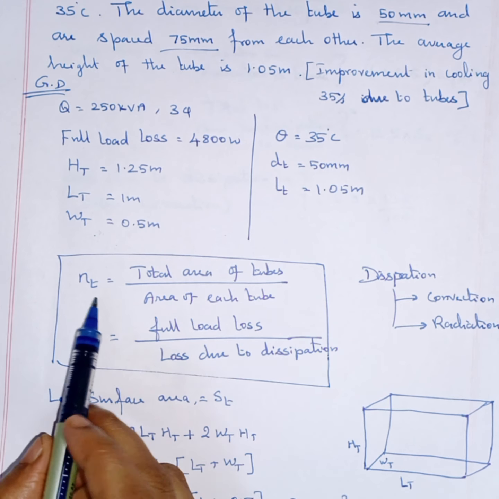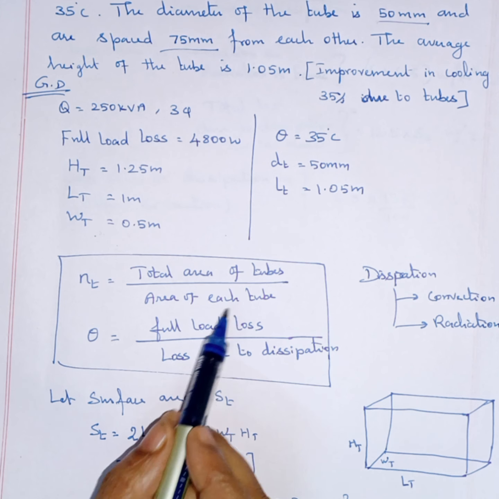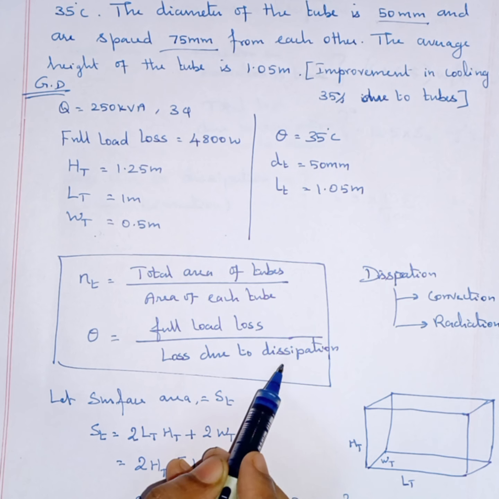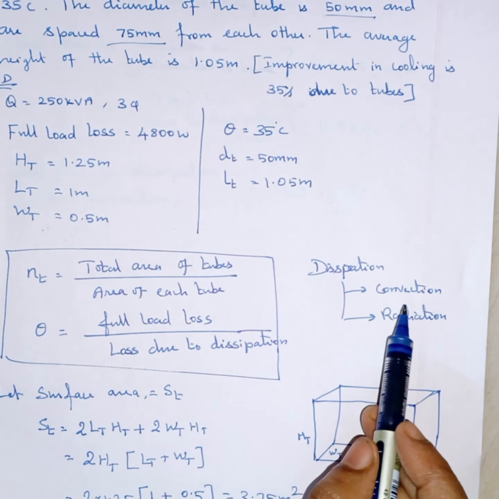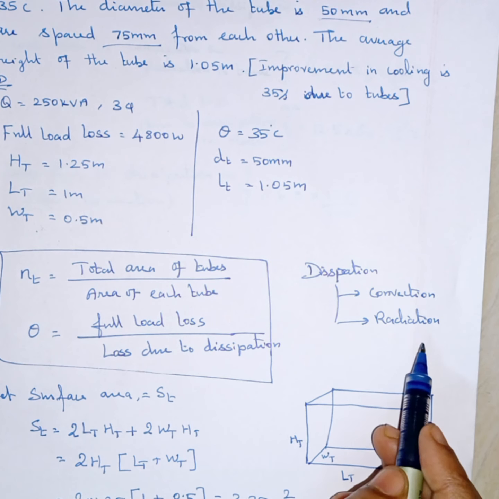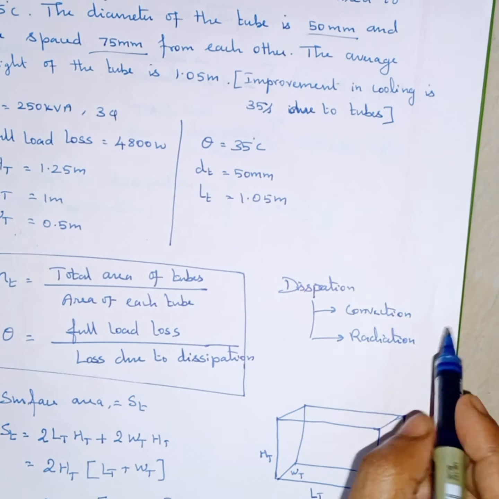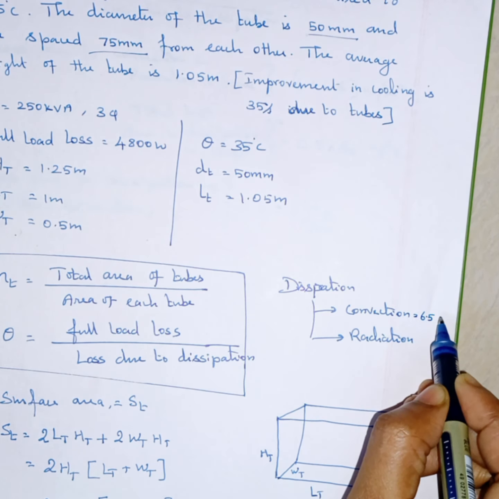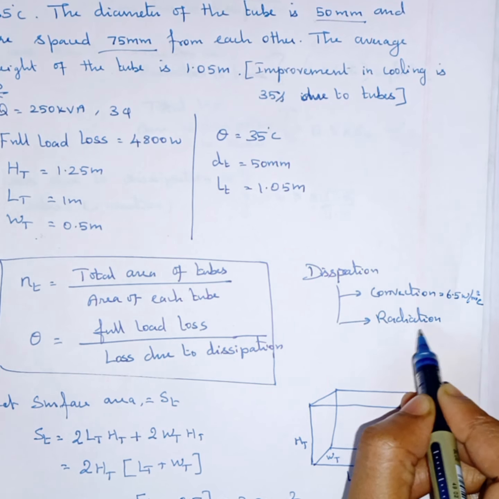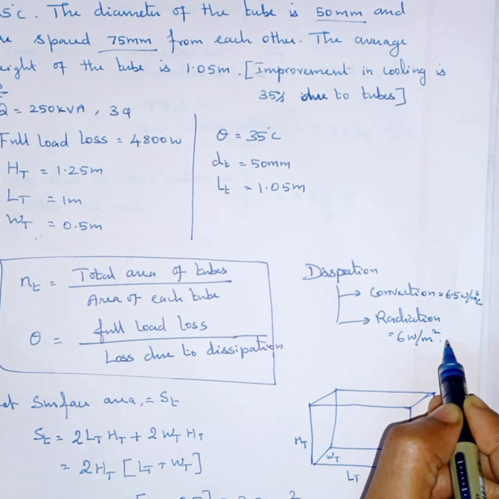Okay, first one is the number of tubes is equal to total area of tubes divided by area of each tube, and then theta is equal to full load loss divided by loss due to dissipation. The dissipation occurs in the tank by convection as well as radiation. But in tubes, heat dissipation occurs by convection only. Please remember that. For convection we will have the value 6.5 watt per meter square degree Celsius. For radiation, the value is 6 watt per meter square degree Celsius.